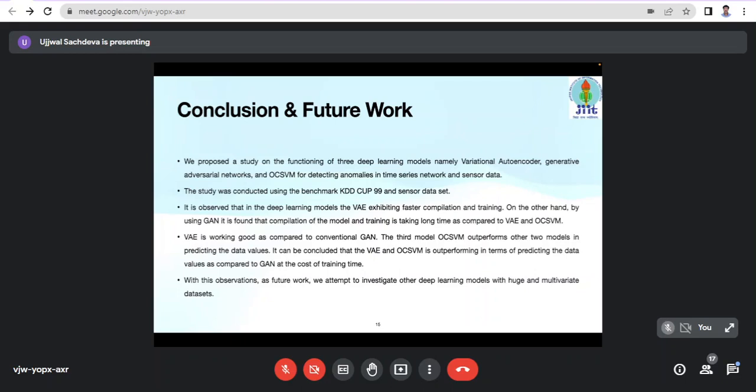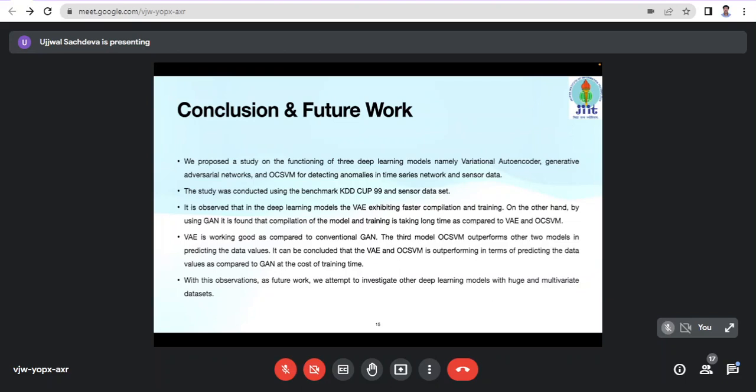It is observed that among the deep learning models, the variational autoencoder exhibits faster compilation and training. On the other hand, by using GAN, it is found that compilation of the model and training time take long as compared to VAE and OCSVM. VAE is working well as compared to conventional GAN. The third model, OCSVM, outperforms the other two models in predicting the data values. It can be concluded that VAE and OCSVM are outperforming in terms of predicting the data as compared to GAN, at the cost of training time.